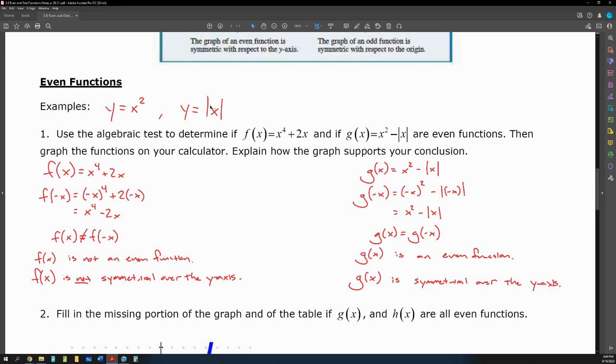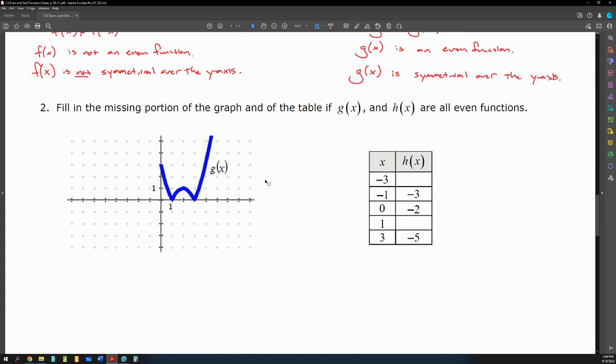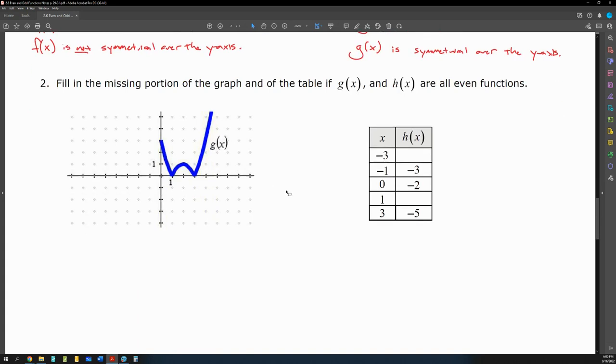All right, on to number 2. Fill in the missing portion of the graph, and the table, so that g of x and h of x are all even functions. For this first one, we have g of x, the graph. We want it to be an even function. So I know that on the graph, this shows up as a reflection over the y-axis.